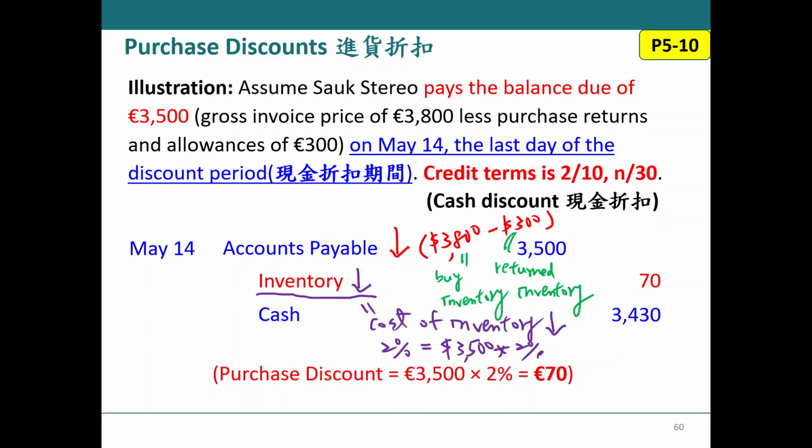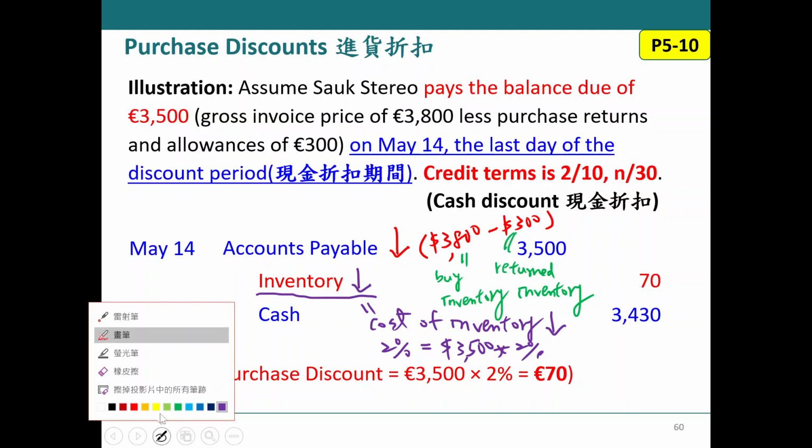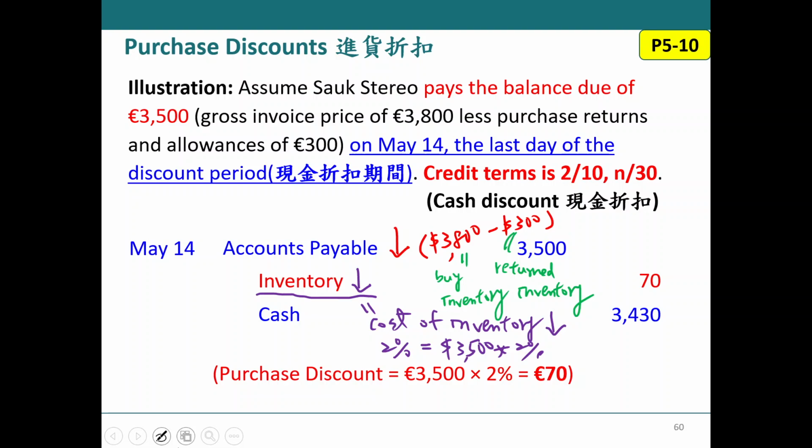That's why. How much money did you have to pay? The remaining amount, right? The cash decreased because you paid the cash back. Cash decreased by how much? $3,500 minus $70. That's the remaining amount you had to pay to the suppliers. Okay? Any questions?